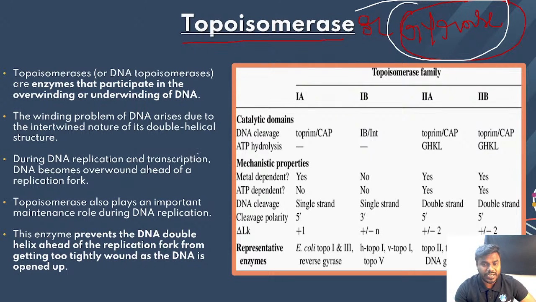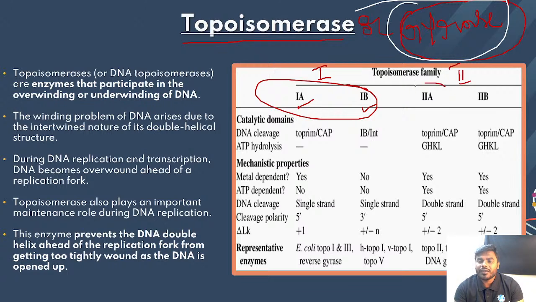As I am saying friends, there are two types of topoisomerases. Topoisomerase 1A and topoisomerase 1B. And at the same time topoisomerase 2 also has two subtypes, which we call topoisomerase 2A and 2B.